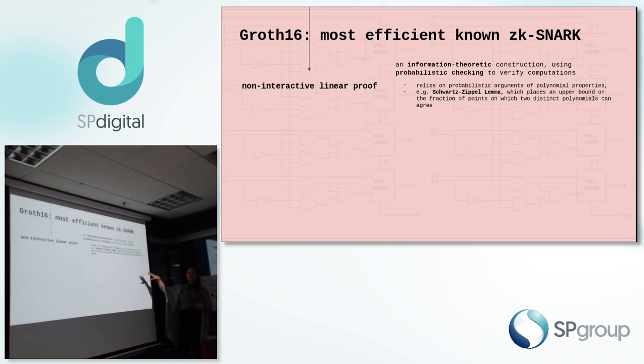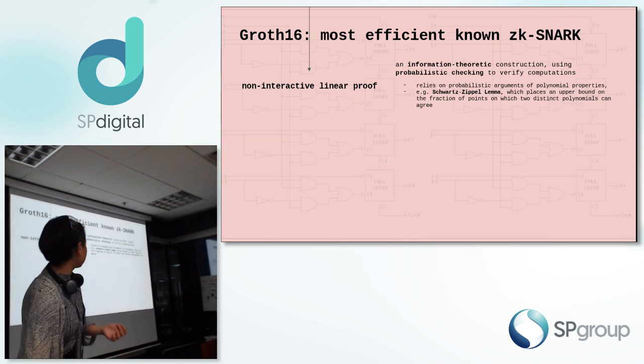The Schwartz-Zippel lemma is a statement about the nature of polynomials and how many points two distinct polynomials can intersect at. So basically, it places an upper bound on the probability of someone finding a valid proof, even with a wrong set of inputs. So there's only so much probability that you're going to be convinced by an incorrect input.